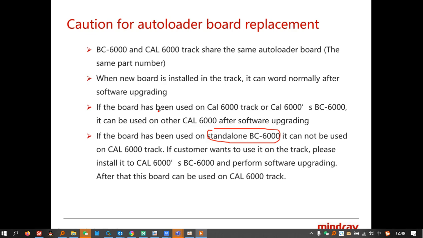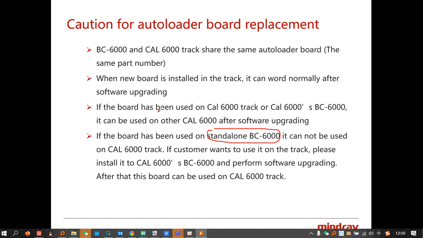But if you get an autoloader board from the stock, or from another standalone BC6000, you can't directly use it on the check. You need to install it to the analyzer on the KEL 6000, and then upgrade the software, and then swap it to the check. Is it clear? Yeah. Okay.